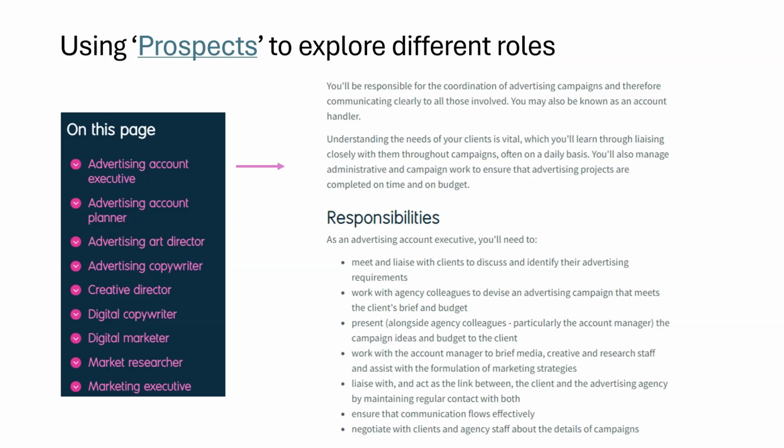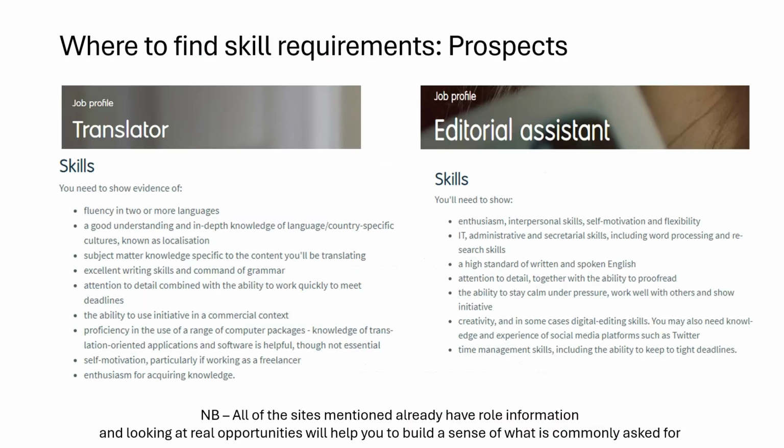So Prospects is a quite nice way of doing this because it is consistent. Every profile is structured in exactly the same way. Each profile has a list of responsibilities, which is effectively your job description. And as you can see here, there's a job description or responsibilities section for the advertising account executive. You could then look at the advertising copywriter profile and compare what the day-to-day of this job looks like compared to the other. So that consistency can really help you understand a little more about the differences between each of these roles. And then they go on to give a list of skills, which is effectively your person specification.